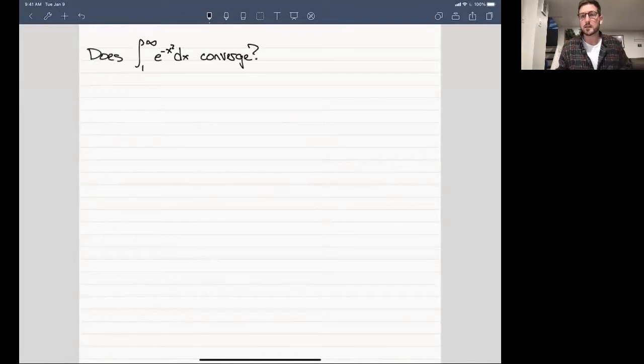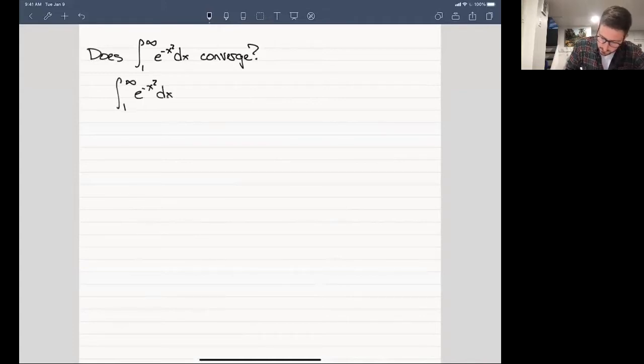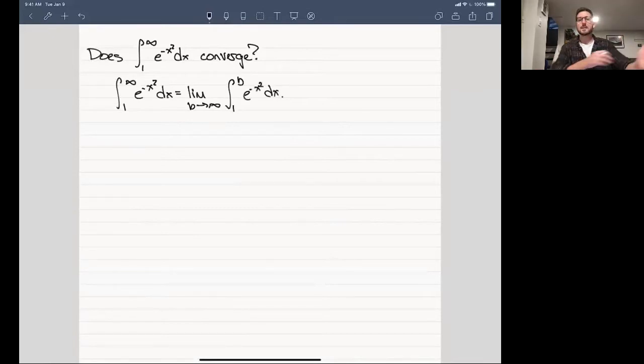Well, this thing is a positive function, right? So we're really asking ourselves, is there a finite amount of area contained between 1 and infinity underneath the curve e to the minus x squared? Now, we also know that properly, this thing should be written as a limit. It should be the limit as b goes to infinity of the integral from 1 to b of e to the minus x squared dx.